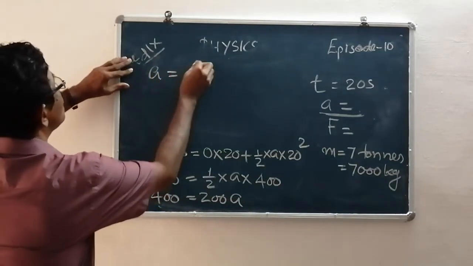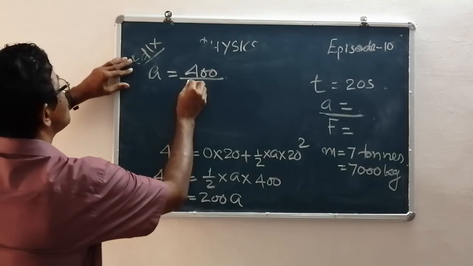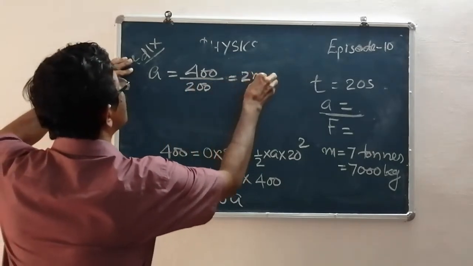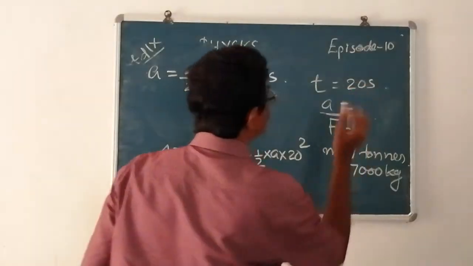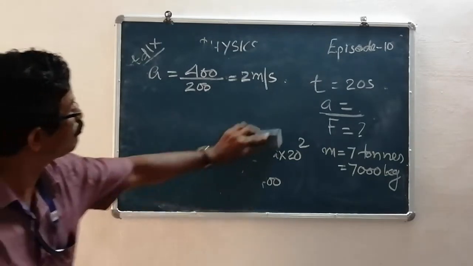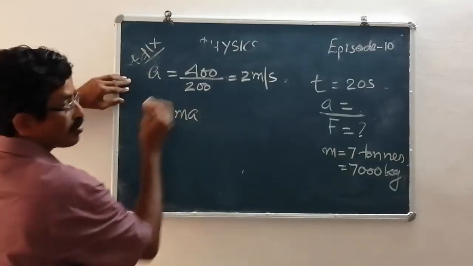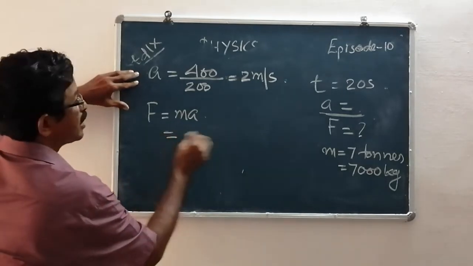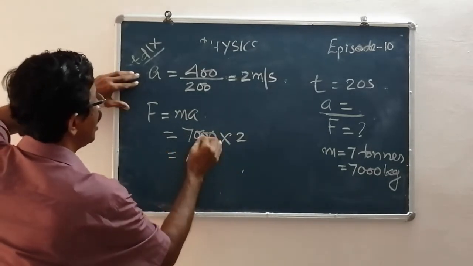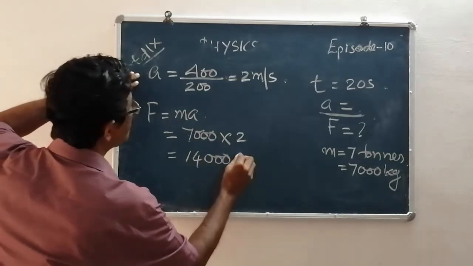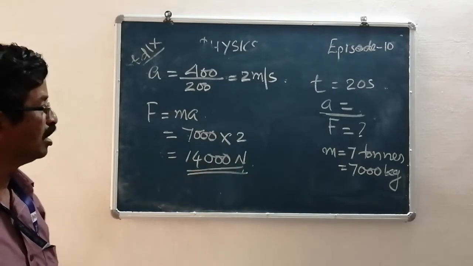a is equal to 400 divided by 200, which is 2 meters per second squared. Now we also want to find the force. From Newton's second law, F is equal to ma. Here m is 7,000 and a is 2. That is 7 into 2, 14, and three zeros, so 14,000 Newton. This is the force acting.